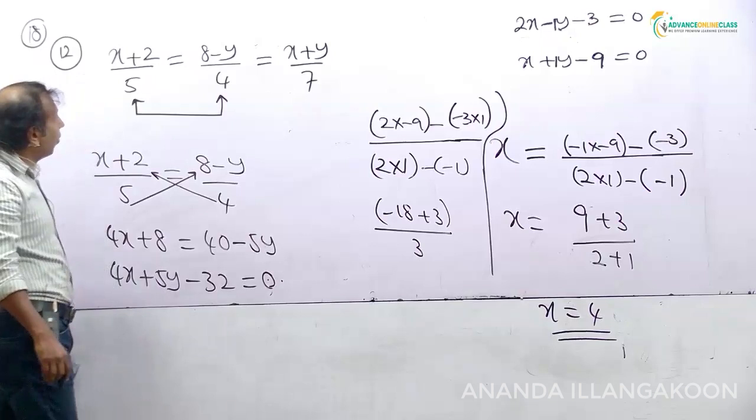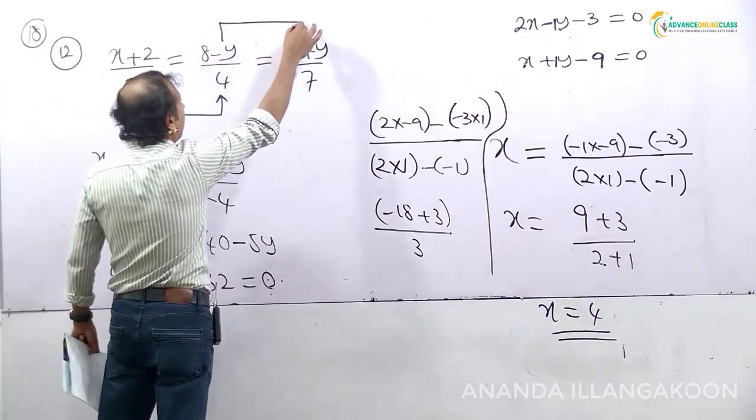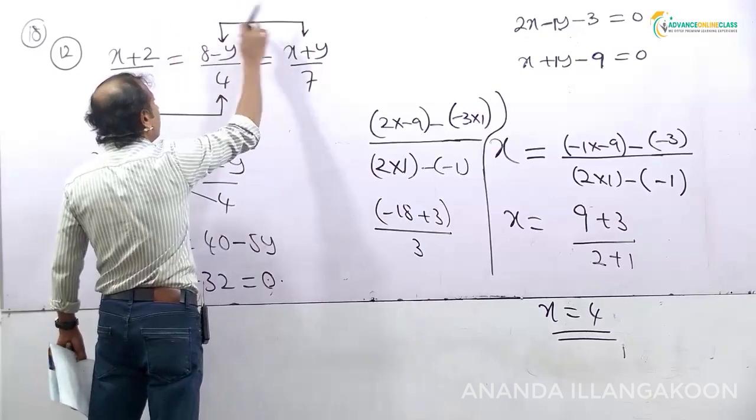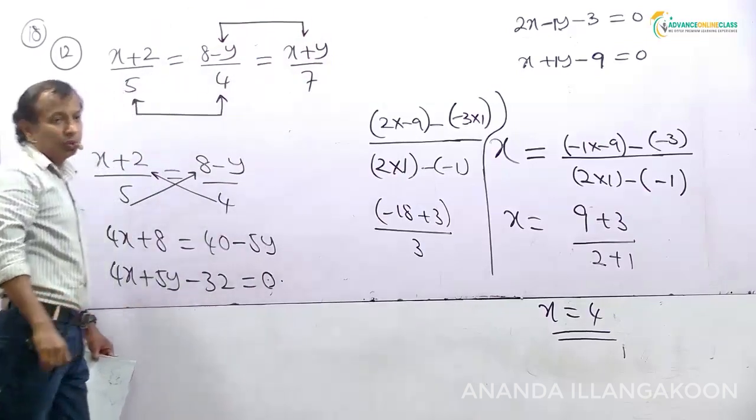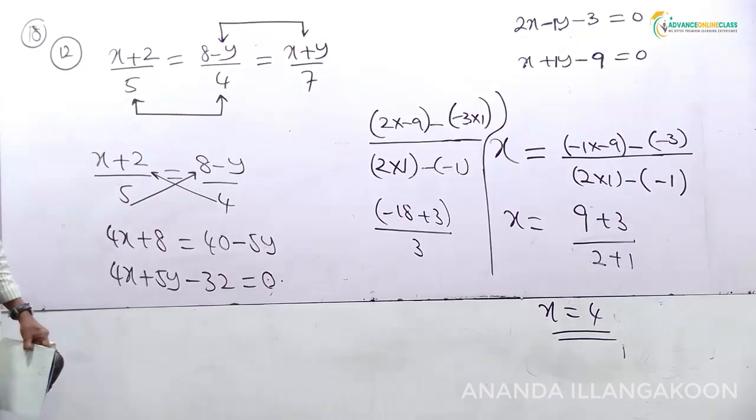Equate another two more. I'll equate these two. Or else you can equate this and this. Any two you like. Equate those two and take another equation. Solve those two by using the shortcut. That's all. Start.